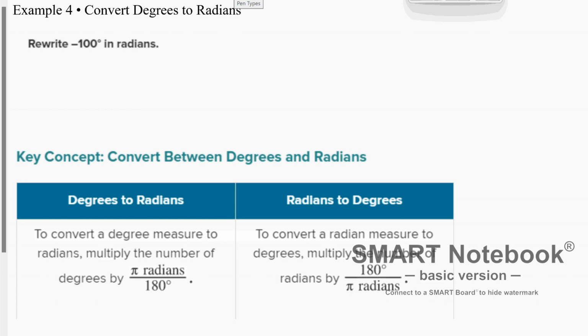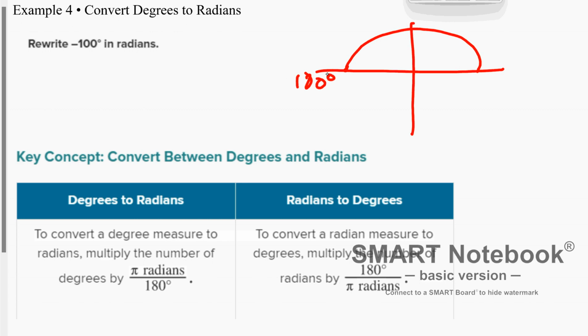Okay, here in example 4, we want to convert degrees to radians. When we look at a circle, that's 360 degrees, so half a circle would be 180 degrees, right? Well, that's also equal to pi radians. Let me rewrite that, pi radians.